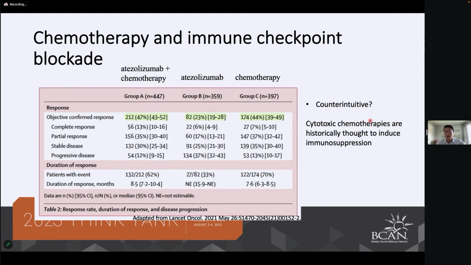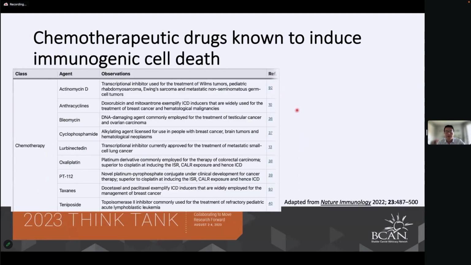to combine chemotherapy that are historically known to be immunosuppressive or myeloid suppressive. Although there are hopes that chemotherapy can release new antigens to enhance an immune response. When we survey the literature out there, in fact, there are certain chemotherapeutic agents known to induce so-called immunogenic cell death.